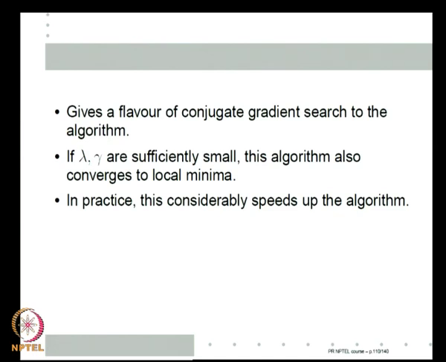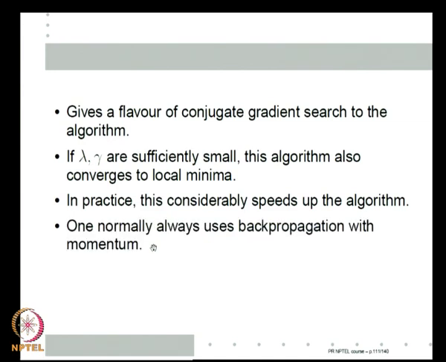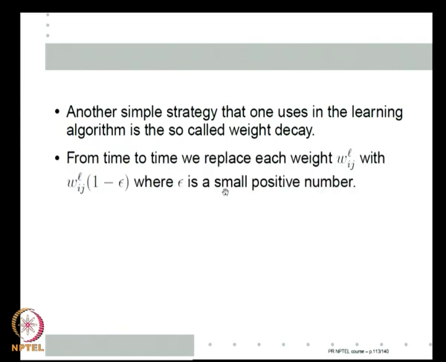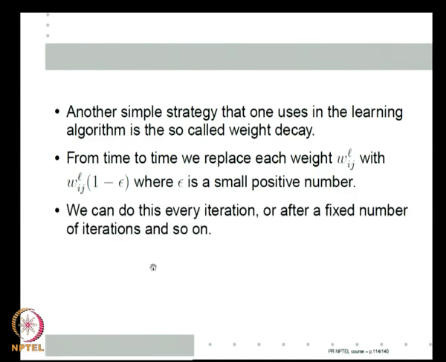This is just like gradient descent and conjugate directions, where the conjugate directions method is faster even though it also converges to the same minimum. Okay. So, in practice one always uses backpropagation with a momentum term, nobody ever uses it without the momentum term. Another simple strategy one often uses for learning is what is called weight decay. What do you mean by weight decay? We say from time to time we replace each weight with 1 minus epsilon times itself, where epsilon is some positive number. So, I just shed a part of the weight. The idea is that this way weights do not blow up, I do not let weights become very large. Okay. We can do it in every iteration, we can do it after a fixed number of iterations and so on.